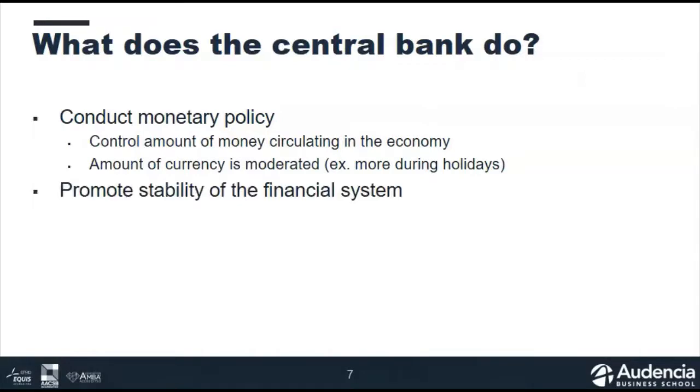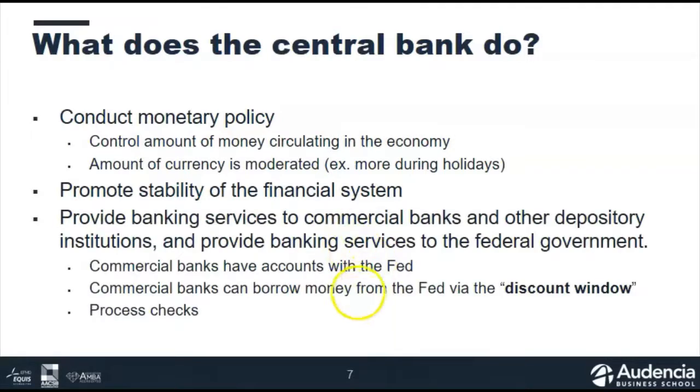The objective also of the central bank is to promote stability of the financial system. Okay, so we want to make sure that everybody trusts the financial system, that it's stable, that people are not investing money in unsafe investments. And the central bank provides banking services to commercial banks and other depository institutions and the federal government. They are the bank of banks. The Federal Reserve serves as a bank for other banks. They also serve as a bank for the federal government, and of course they process checks.